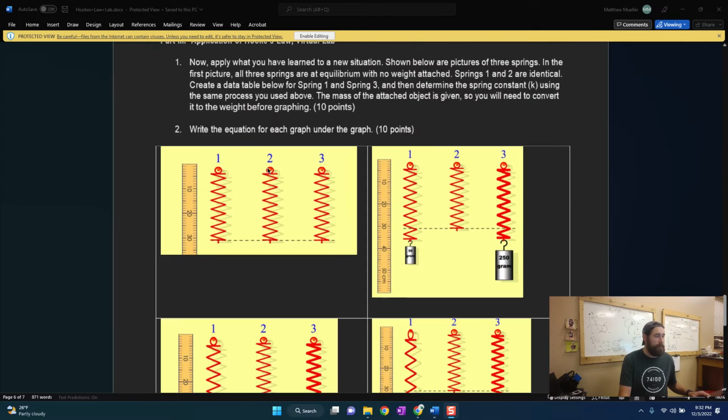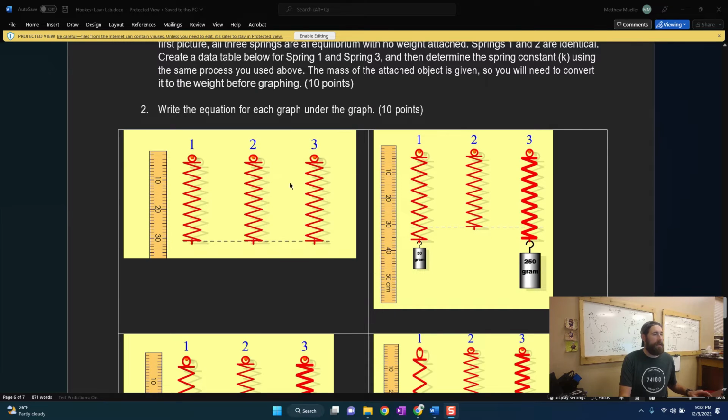All right, focusing on this left picture here, we notice all the springs are sitting with no mass attached. So this would be the natural length, their resting position. Notice they all have a resting position of about, it looks like, 31 centimeters. So 31 centimeters there.